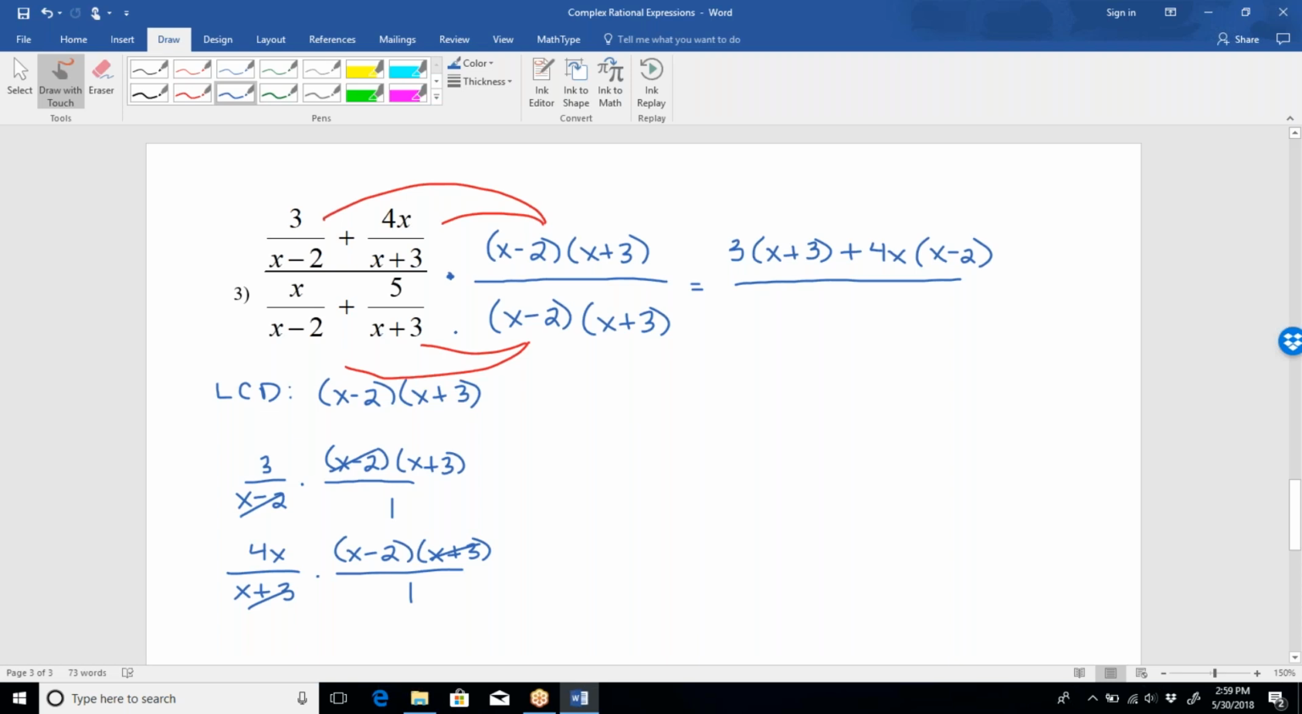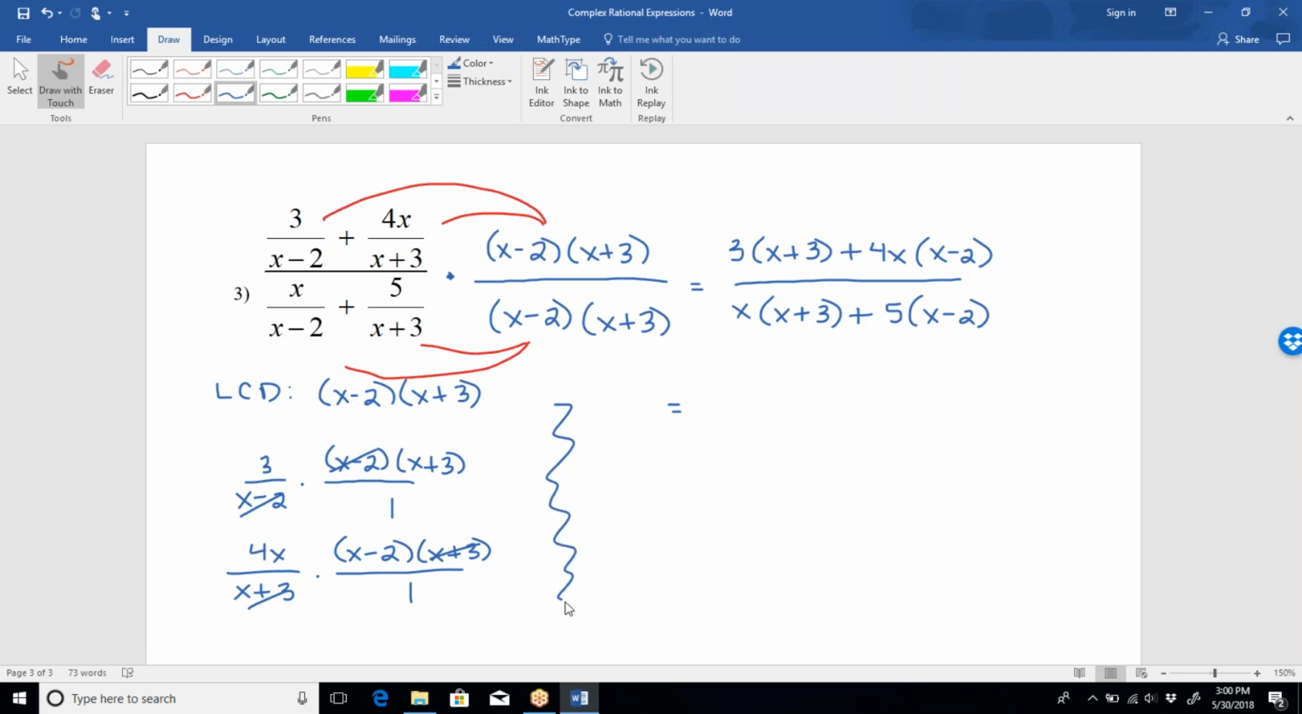We're going to do the same thing here in the denominator. Instead of showing all this work, I'll just do it quickly, but I'll explain what I'm doing. When I multiply this LCD times x over x minus 2, x minus 2 would cancel with x minus 2. I'd be left with x times the quantity x plus 3. And then finally, 5 over x plus 3 times our LCD. The x plus 3 here in this denominator will cancel with this x plus 3. I'll be left with 5 times the quantity x minus 2. Okay, guys, that was the hard part.